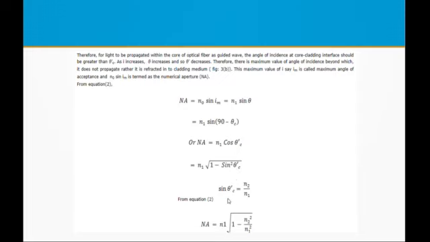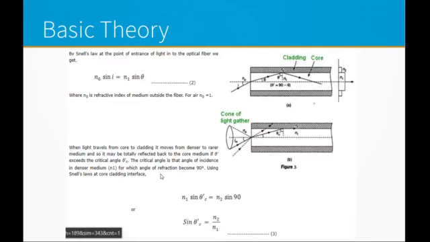So this is my condition of TIR and numerical aperture, and as per this numerical aperture we can get the angle of acceptance, which is sine inverse of this value. Any ray of incidence within this limit, within this cone of light gather, will be totally internally reflected, or I can say that it would be faithfully received at the receiver end.